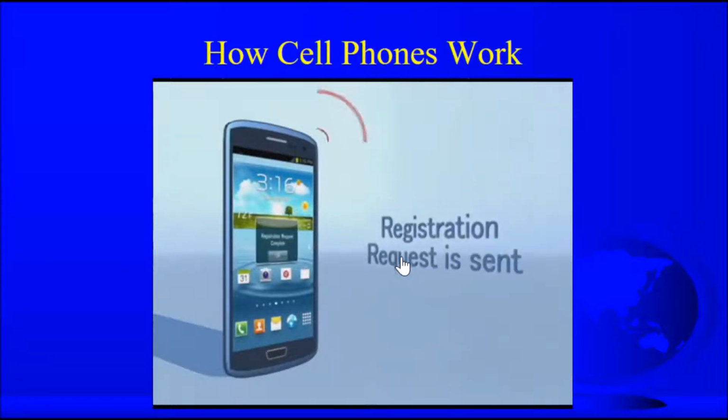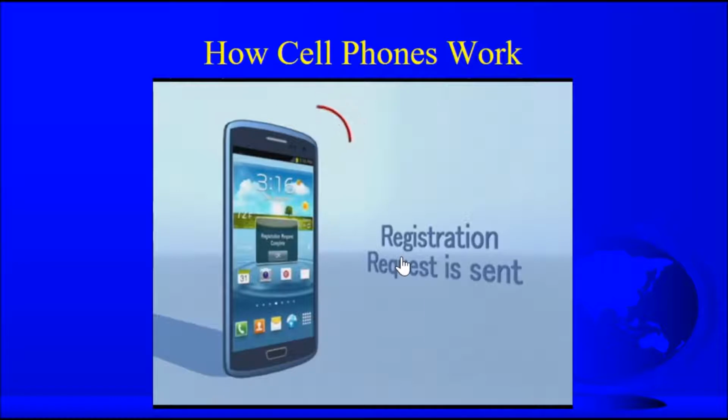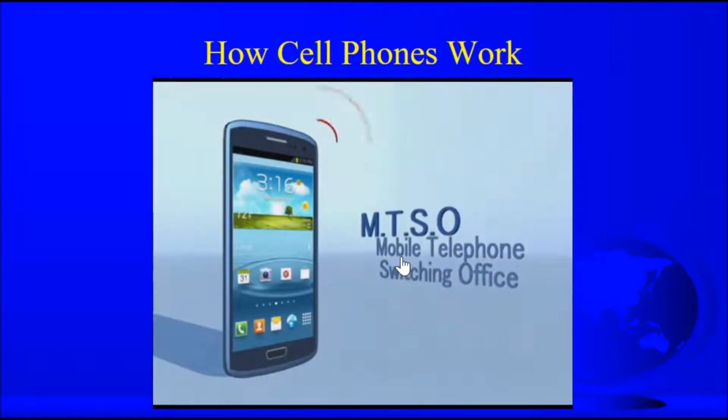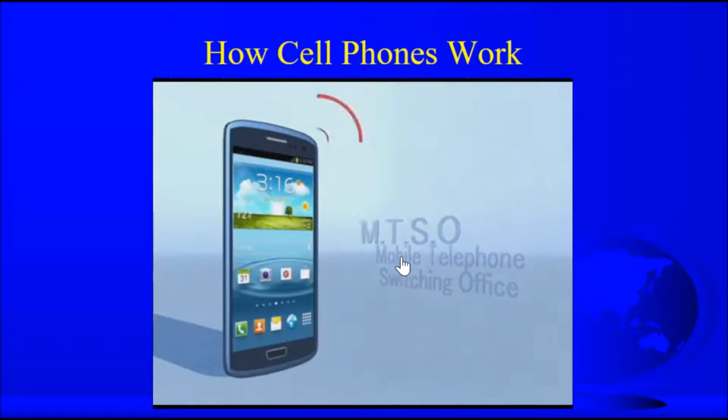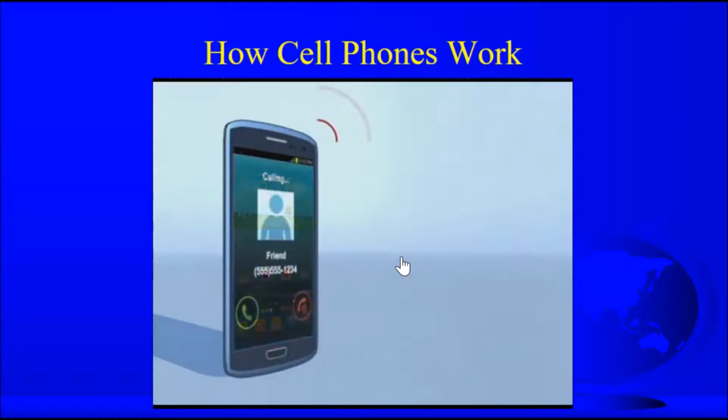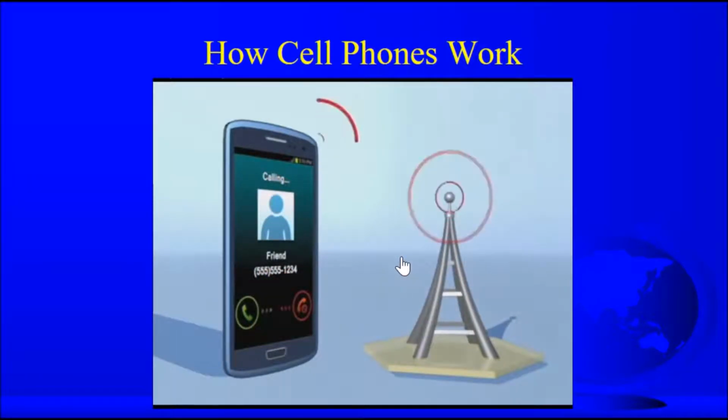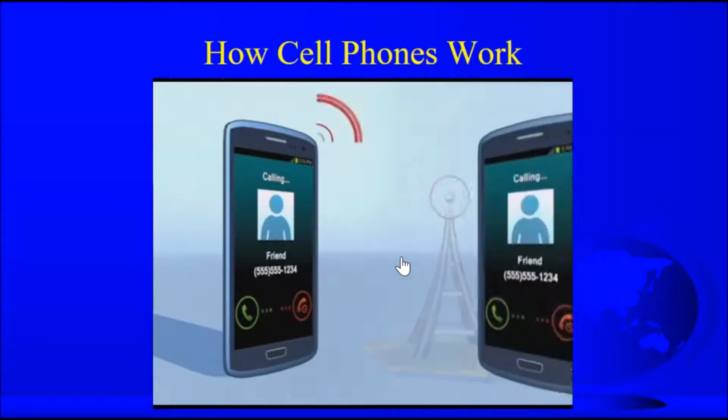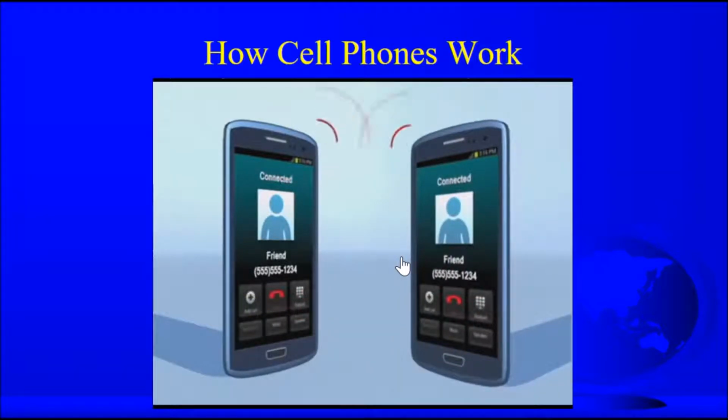Along with the SID, the phone also transmits a registration request. The MTSO, also known as the Mobile Telephone Switching Office, keeps track of your phone's location in a database. The MTSO picks a frequency pair that your phone will use in the cell that will take the call. And once your phone and the tower switch on those frequencies, the call is connected. Now you are talking by a two-way radio with a friend.